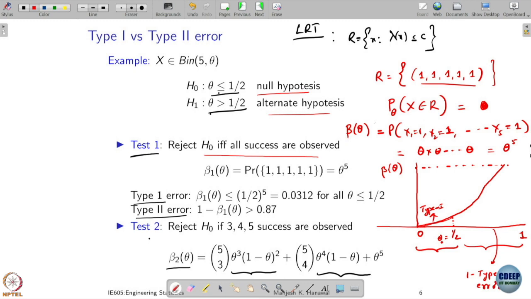Now, we know that this function is increasing in theta. What is the maximum value of type 1 error here? The type 1 error is happening here. The maximum value of type 1 error happens when theta is equal to half. And that is why we have written that the maximum type 1 error is half to the power 5, that is 0.0312.